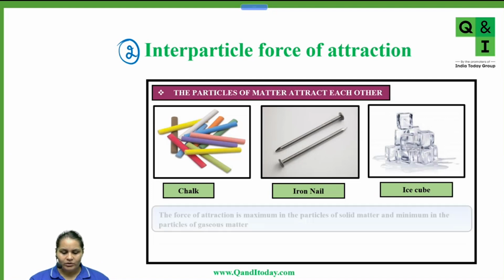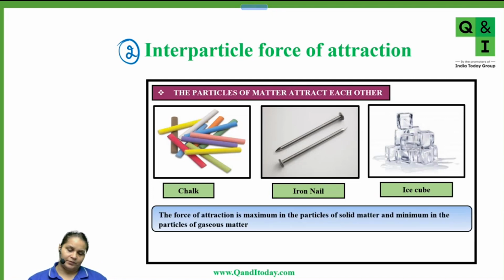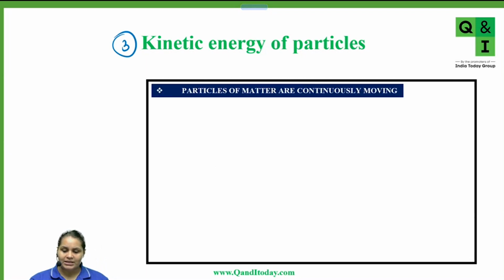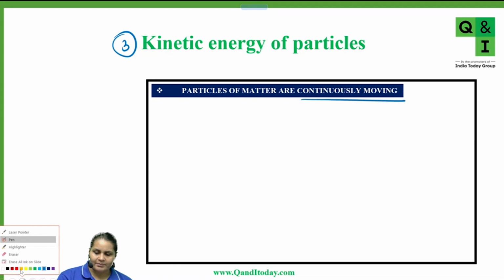Okay, now coming to the third property, that's the kinetic energy of particles. It means the particles are continuously moving, and that's why I'm saying the particles have kinetic energy. Why? Because they are continuously moving. That's the third property. The first property, they have interparticle spaces between them.